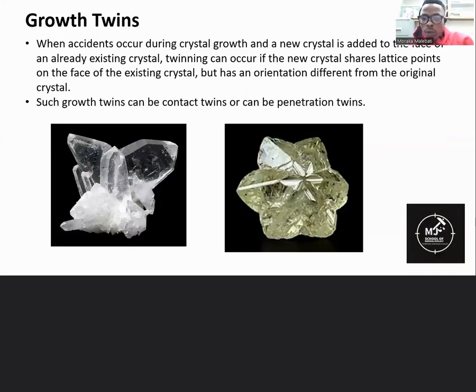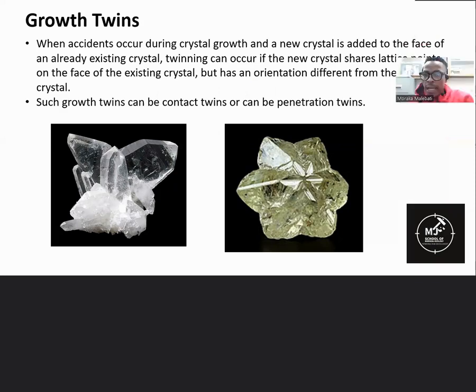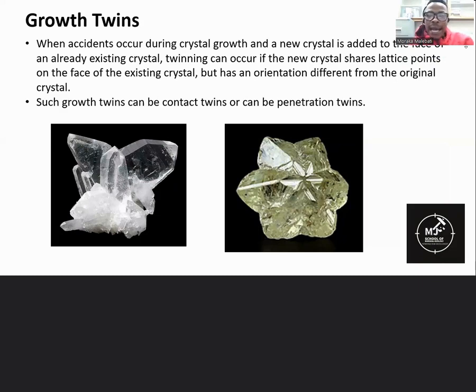Now the growth twins are the simplest ones. These are the type of twinning wherein, remember, we've already mentioned that the twinning happens as the crystal is growing. So as the crystal is growing, a new crystal is added to the face of an already existing crystal. So growth twinning happens as the crystal is growing and you are adding a new crystal to an already existing crystal.